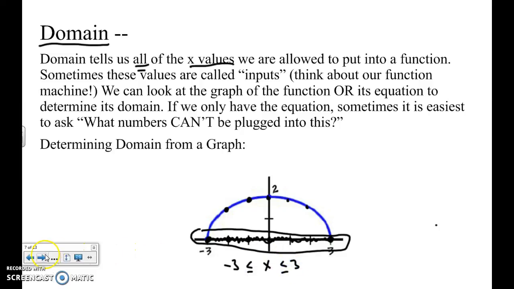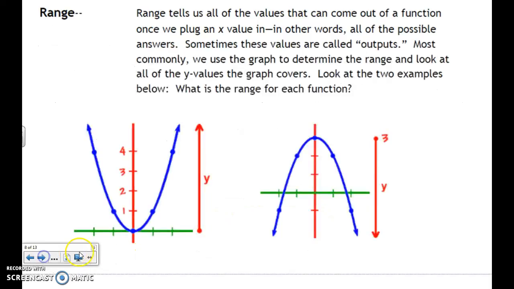Now let's look at the idea of range. Range in this case tells us all the values that come out of a function once we plug in an x value. In other words, all the possible answers or all y values that exist. Okay? And I want to look at these two examples.